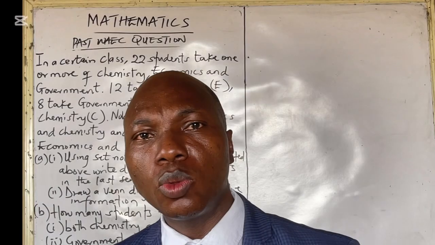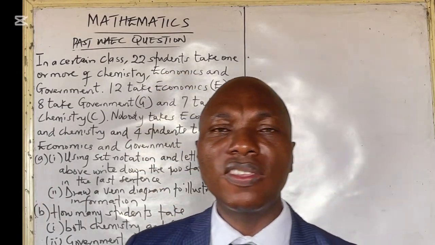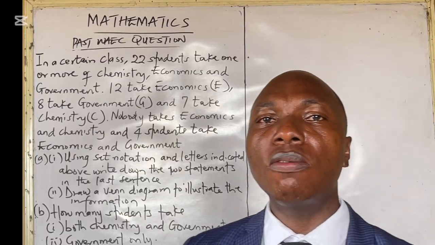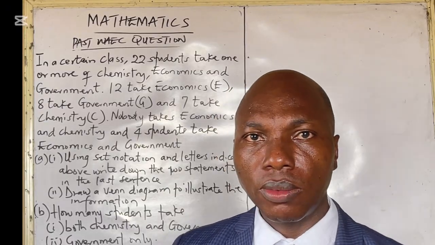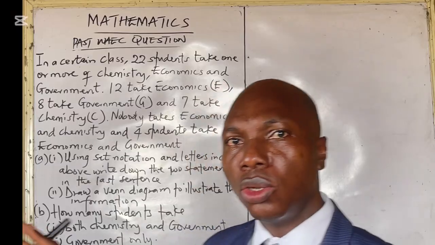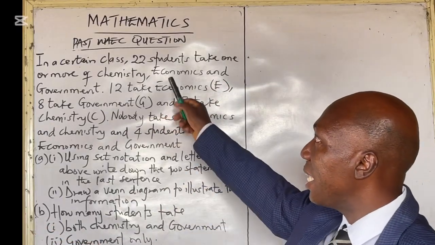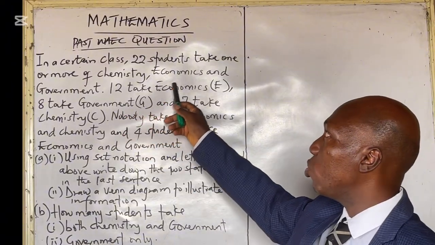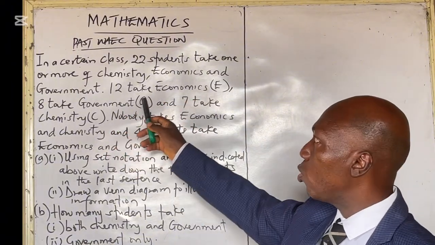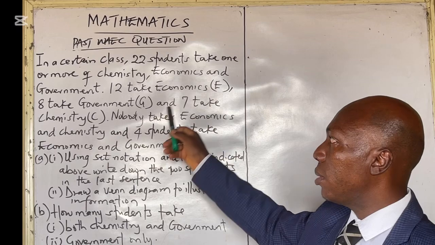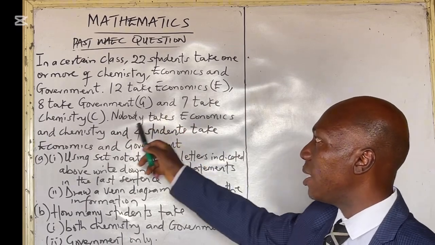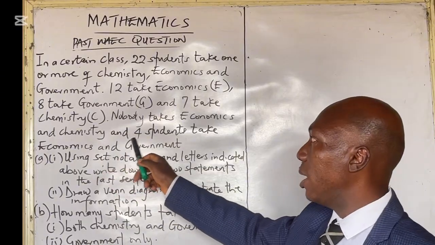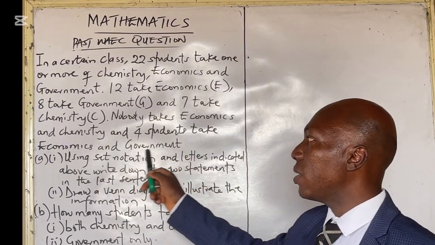Today's class will be dwelling on set theory and using Venn diagrams to solve real-life problems. Let's examine the past question on the board. In a certain class, 22 students take one or more of chemistry, economics and government. 12 take economics, 8 take government, and 7 take chemistry. Nobody takes economics and chemistry, and 4 students take economics and government.